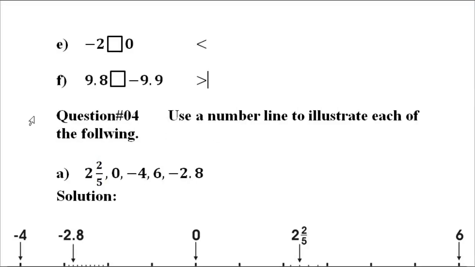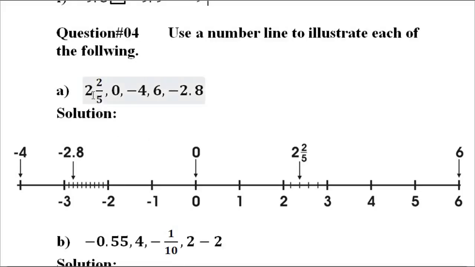Moving on to question 4, the statement is as follows. Use a number line to illustrate each of the following. The first part from this question is 2 whole 2 upon 5, 0, negative 4, 6, negative 2.8.